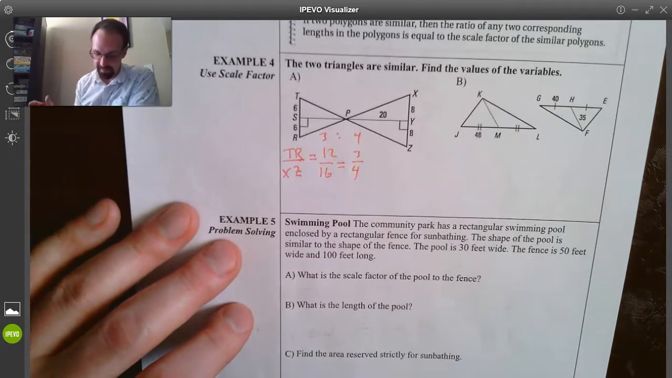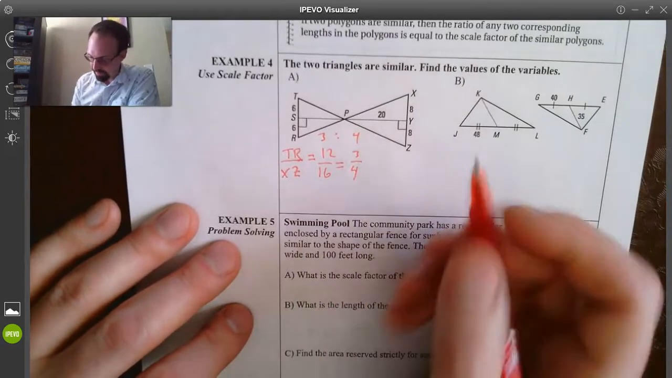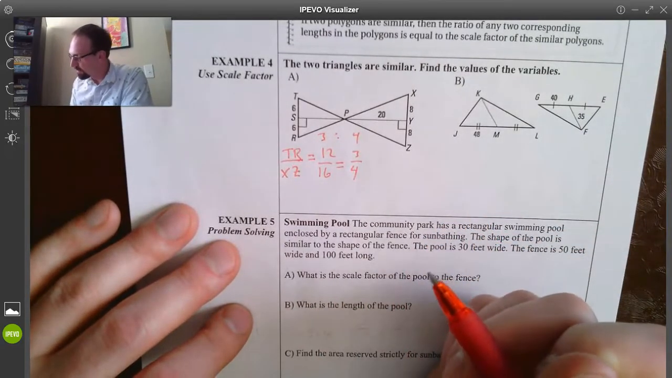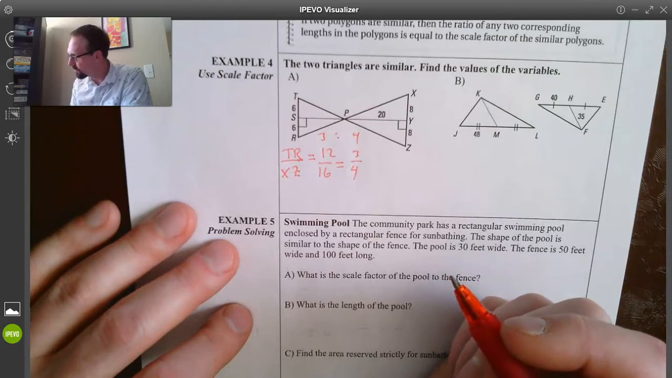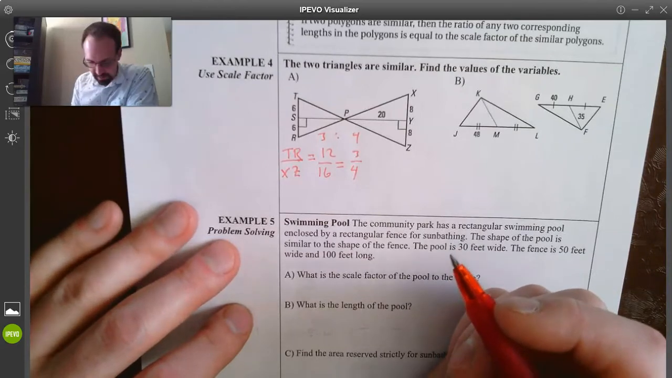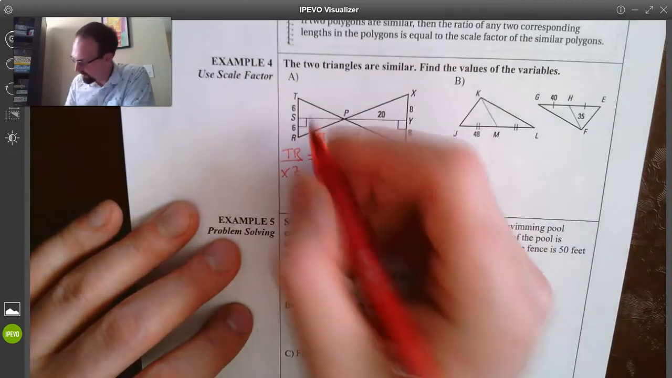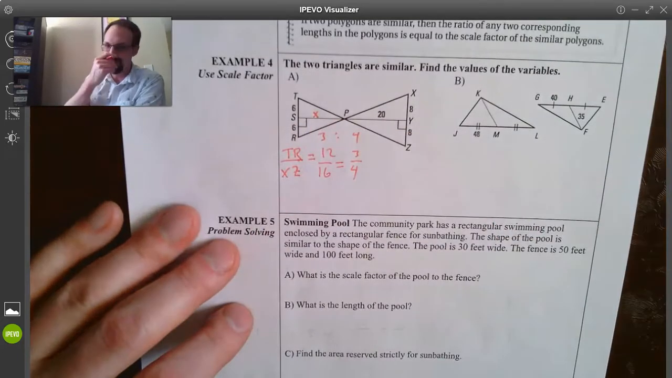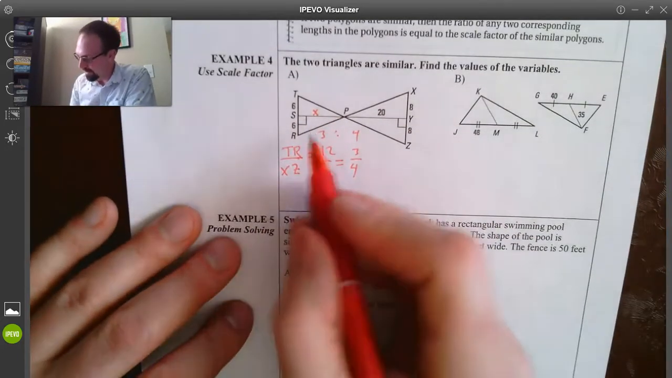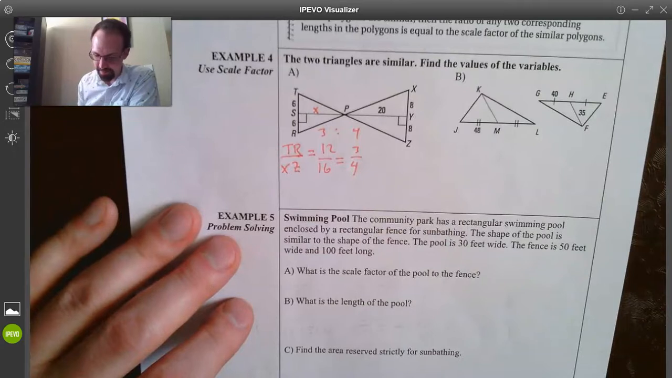So knowing that the scale factor is 3 to 4, now I can find the length of the variable. Specifically, I think there's a variable here that's missing. Yes, so on here, we'll put the variable right here. We want to find the length of this variable x.